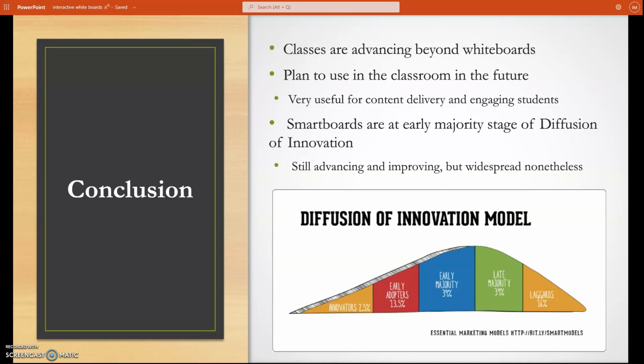We plan to use interactive smartboards in our future classrooms because they are a highly effective way to deliver content and interact with the students in a meaningful way.